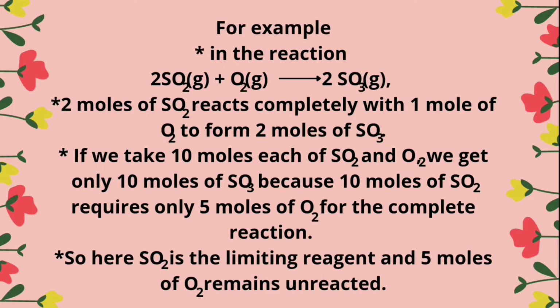For example, in the reaction 2SO2 plus O2 gives 2SO3. 2 moles of SO2 reacts completely with 1 mole of O2 to form 2 moles of SO3. If we take 10 moles each of SO2 and O2, we get only 10 moles of SO3 because 10 moles of SO2 requires only 5 moles of O2 for the complete reaction. So, here SO2 is the limiting reagent and 5 moles of O2 remains unreacted.